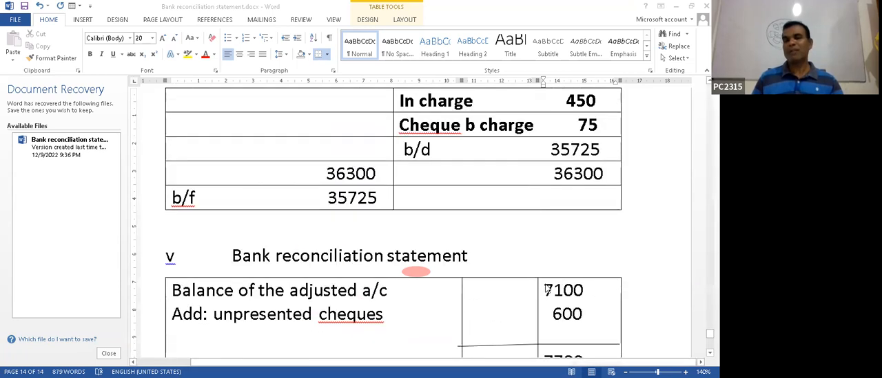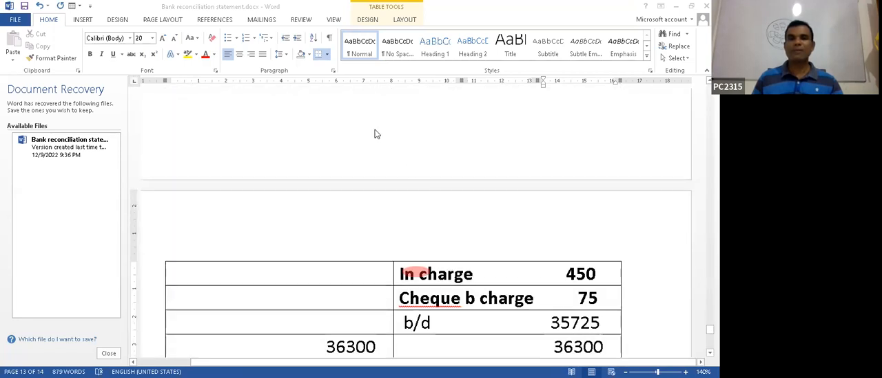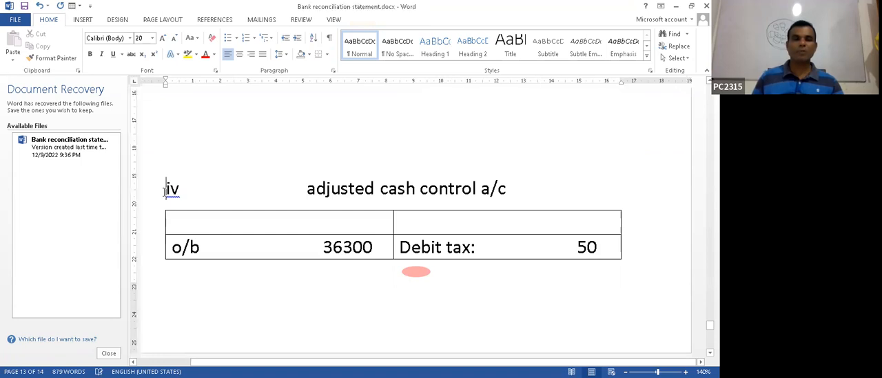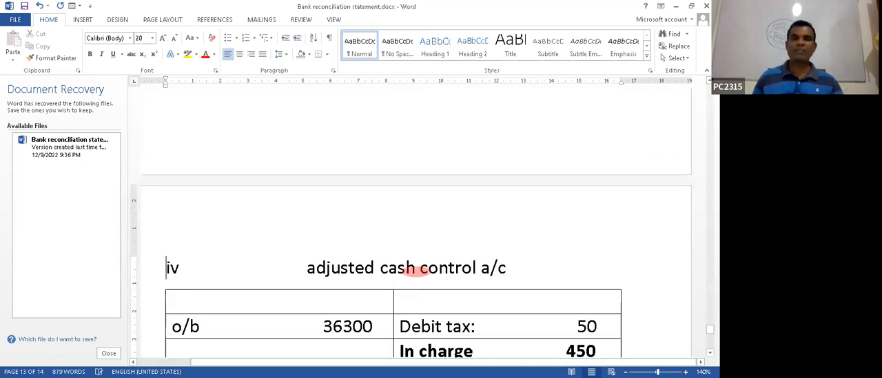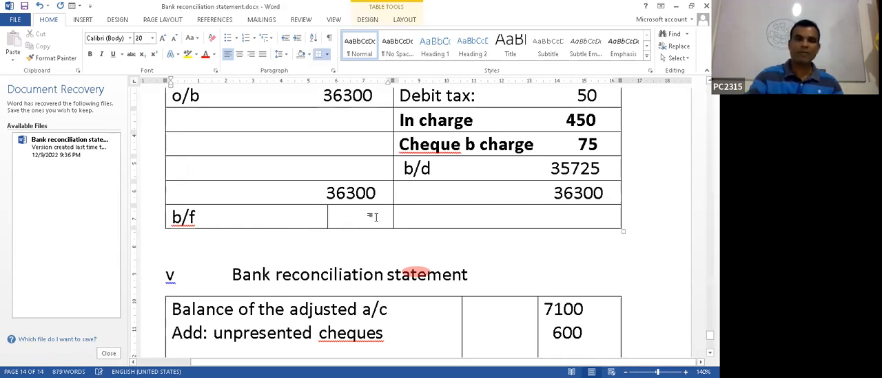I just came reverse side. Now, by taking reverse side, you can find out the adjusted bank balance. Then this 7,100 is the balance. 7,100 is the balance. Look at that. 7,100 is the balancing value.